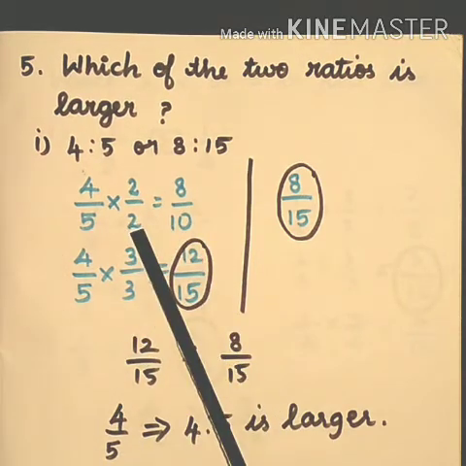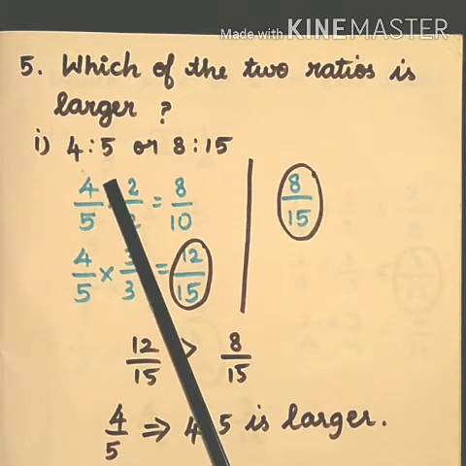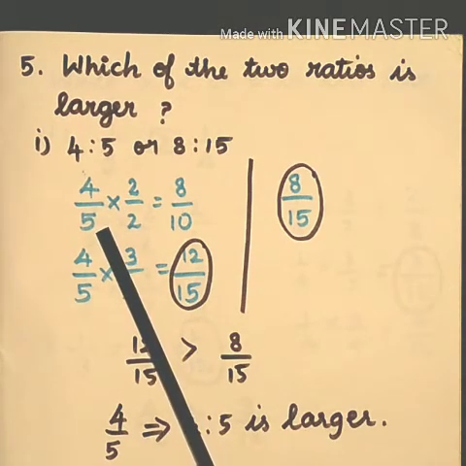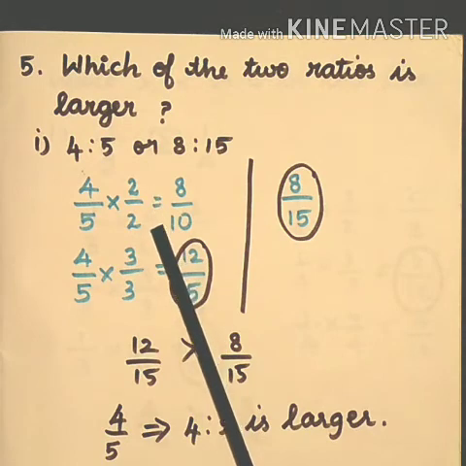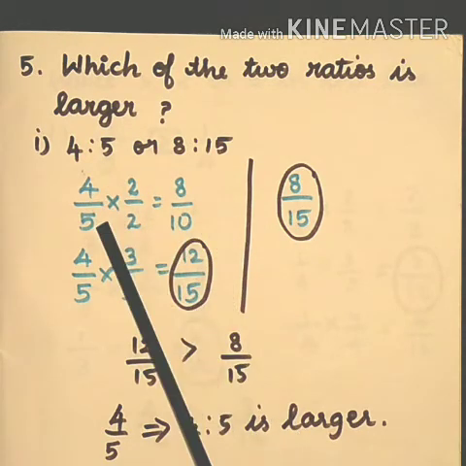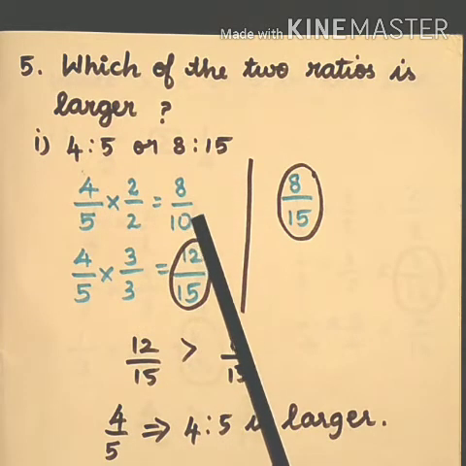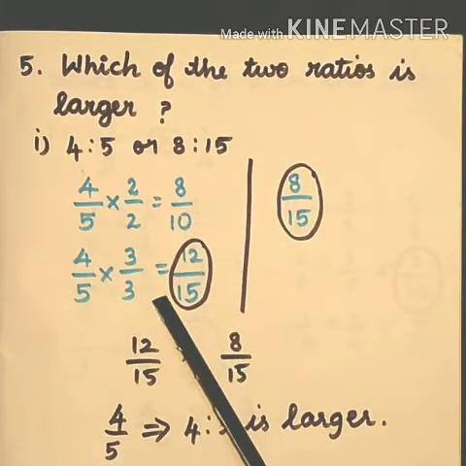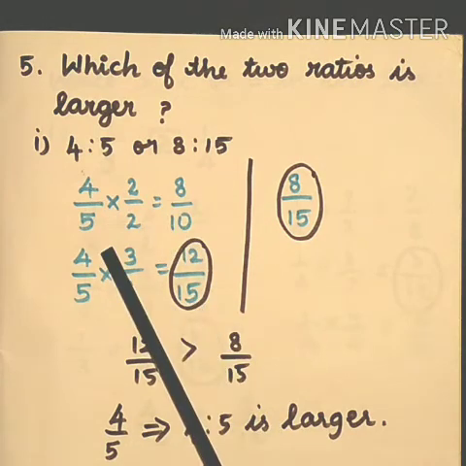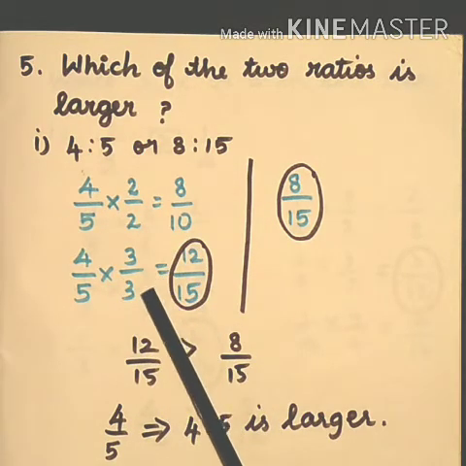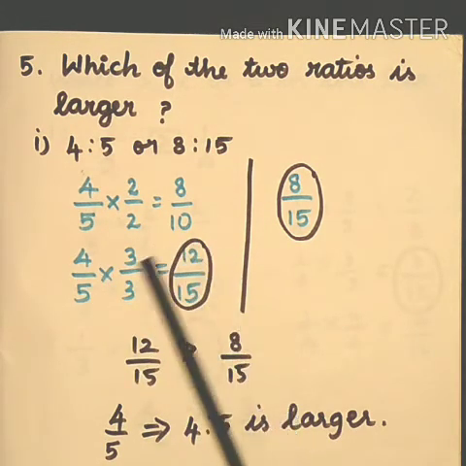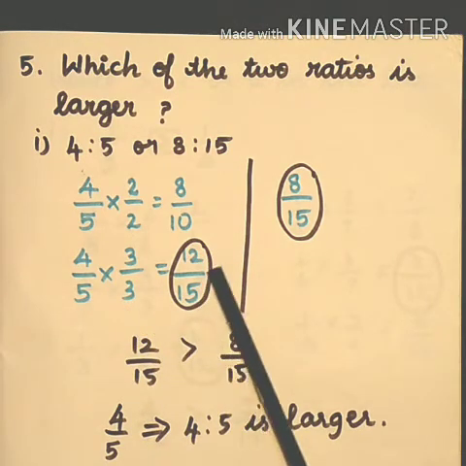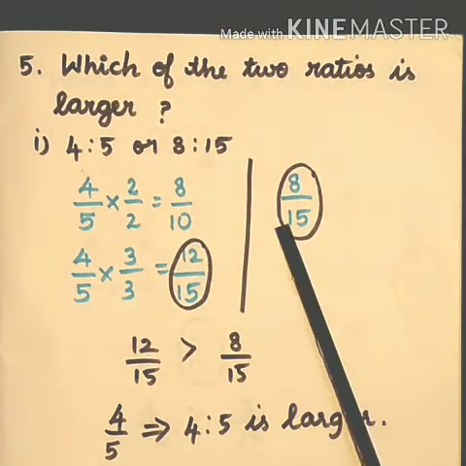To find the equivalent fraction, you have to multiply the numerator and denominator by the same number. 4 by 5 into 2 by 2. 4 2s are 8, 5 2s are 10. Now also the denominators are not same. So you have to find the second equivalent fraction. 4 by 5 into 3 by 3. 4 3s are 12, 5 3s are 15. Now the denominators are same.